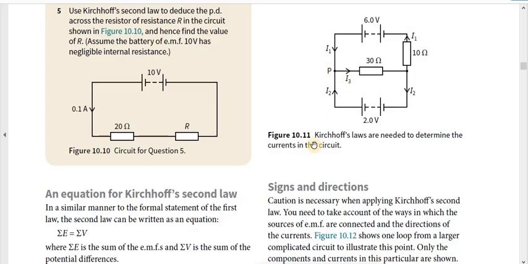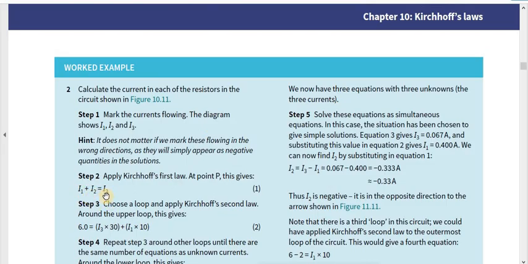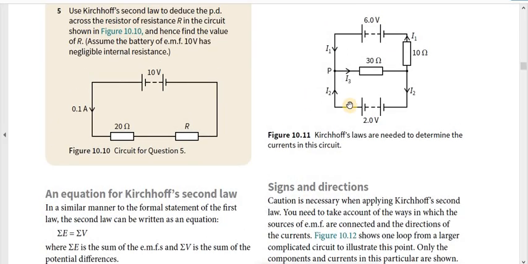This is the junction or the point. Okay, so that's what they have here. I1 plus I2 equals I3. Okay, let's go through this. The diagram shows I1, I2, I3. It doesn't matter if we mark these flowing in the wrong directions, as they will simply appear as negative quantities in the solution. So what they mean is, now let's say we don't actually really know the direction.